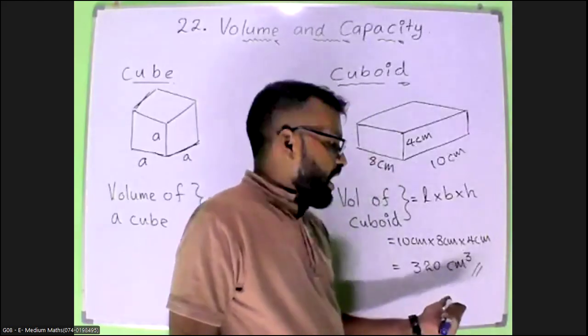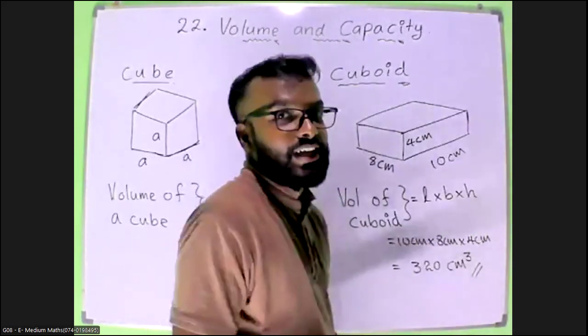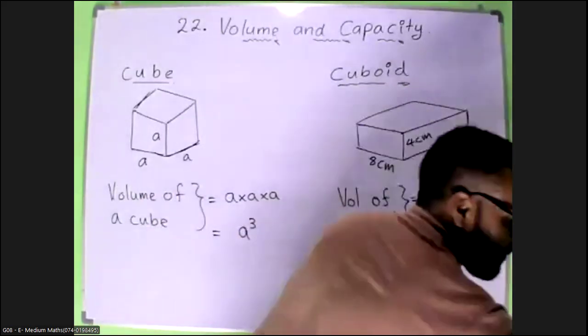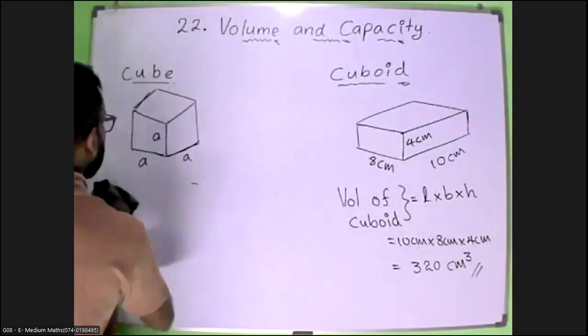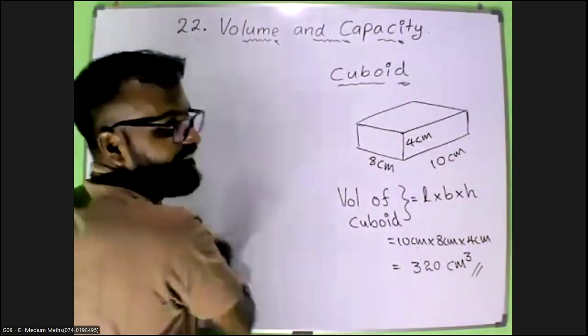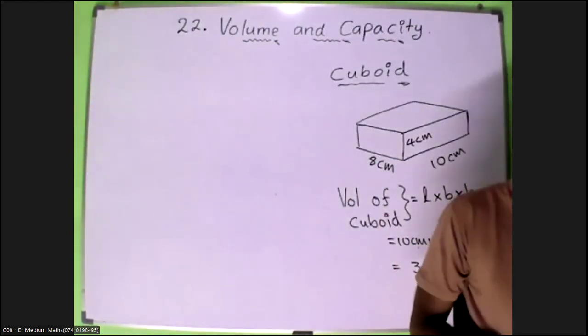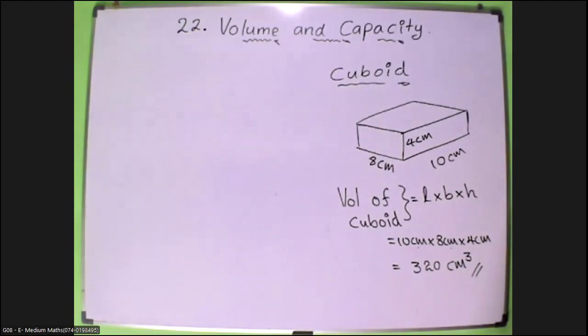Right. Sainam, I have asked you a question. What is the answer for 8 times 4? 32. Right.